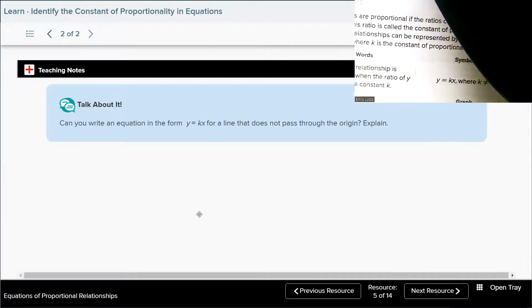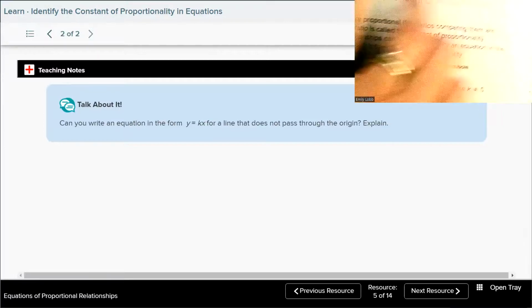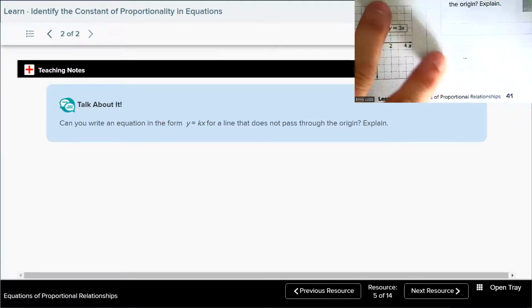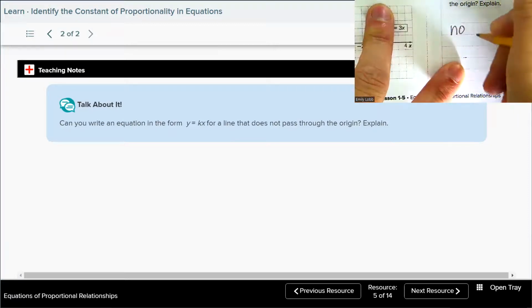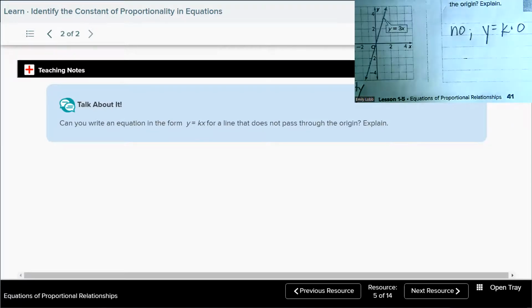Is that possible? Well, if I put 0 in for x, what will y always equal? 0, because anything times 0 is 0. So the answer is no. Y equals k times 0. Anything times 0 is equal to 0.